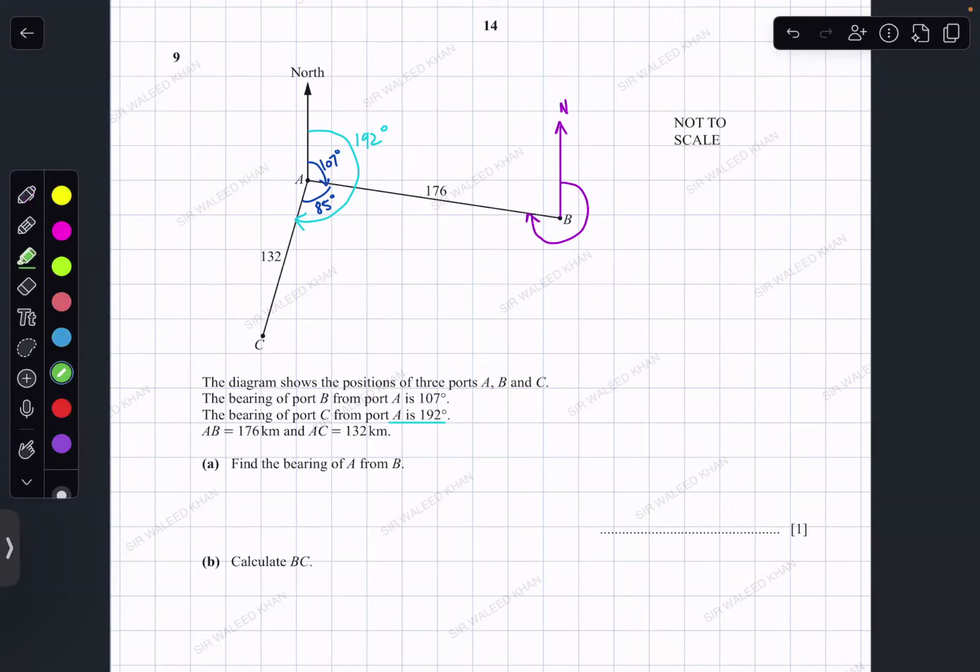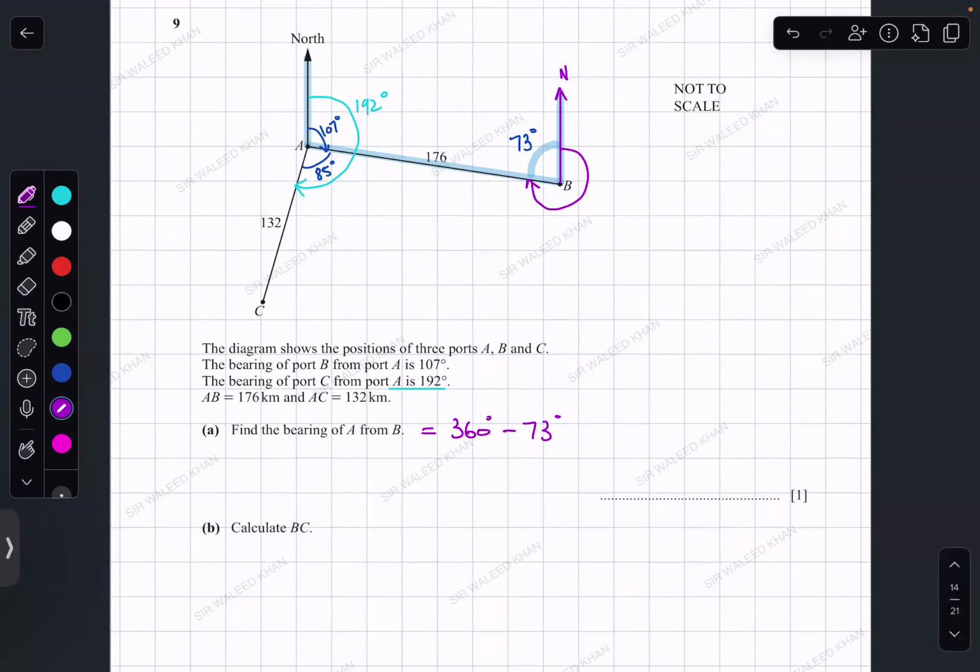Okay. For that, I can use this information. This north is parallel to this north. So that makes, you can see it's a C shape being formed like this. So that makes these 2 angles supplementary angles. That means they add up to 180 degrees. So if that is 107, this must be 73 degrees. And you can figure out the bearing. That should be 360 minus 73, which is 287.